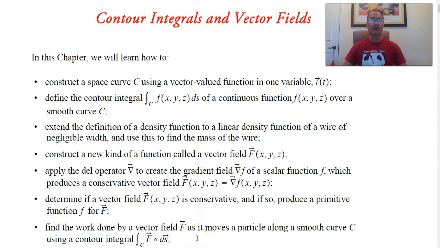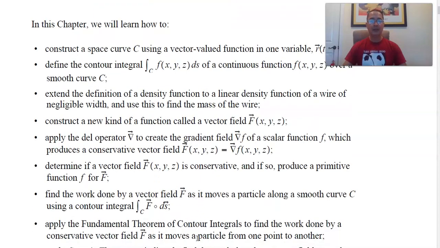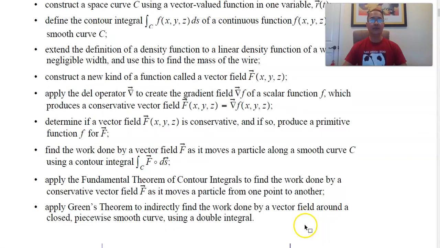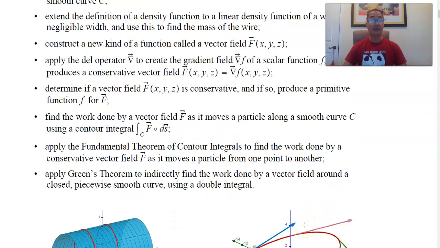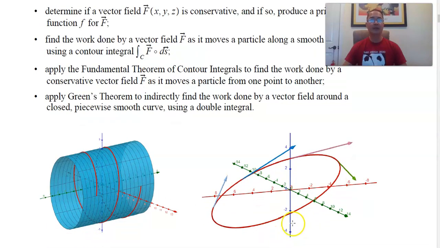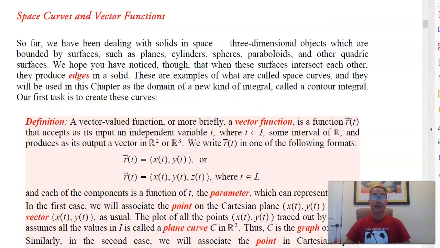How do you find the work done by a vector field? And when you have a conservative vector field, how is it possible to compute that work with very little effort as soon as you have this primitive function? I actually decided to move Green's theorem to a later chapter, so I'm going to erase that later on. But anyway, here are some pictures of what we are going to see over the next couple of videos.